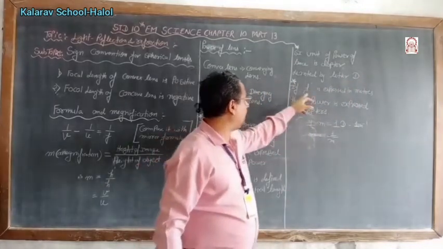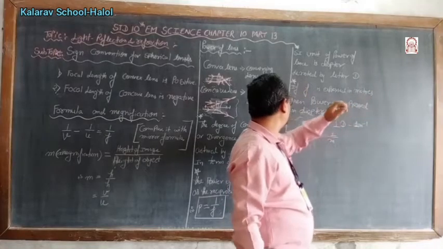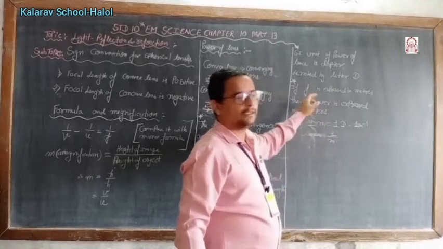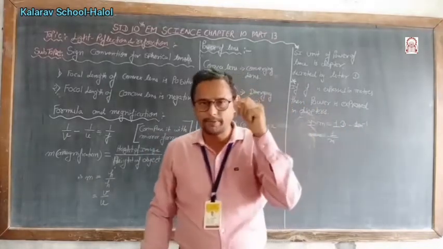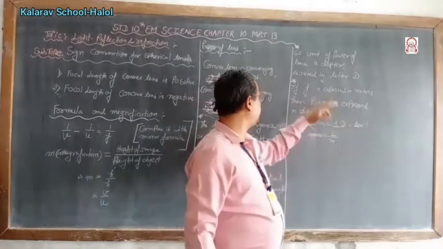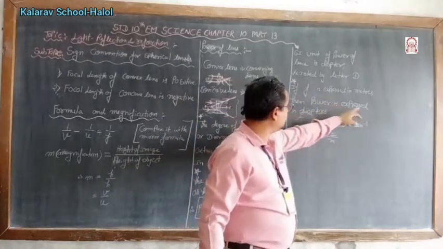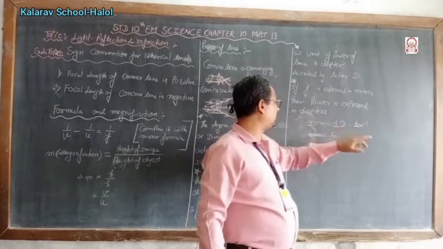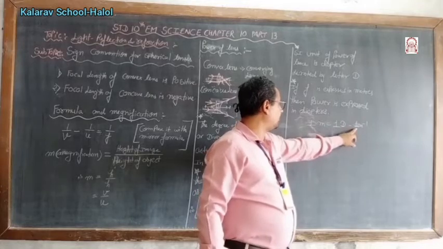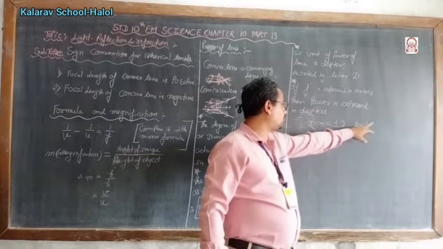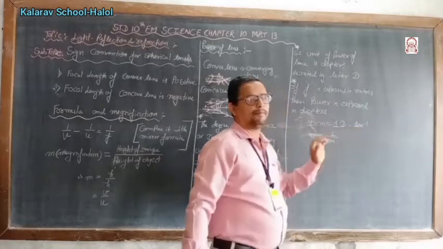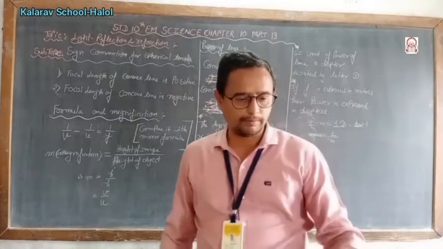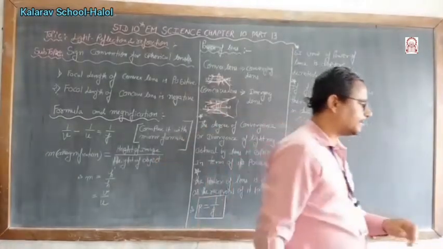So if F is expressed in meter, then power is expressed in diopter. If focal length is in meter, the length from optical center to F is in meter, then power of lens is expressed in diopter. So 1 meter inverse equal to 1 diopter. Now 1 m raised to minus 1 means 1 upon m. Okay, so how will you match it with this?